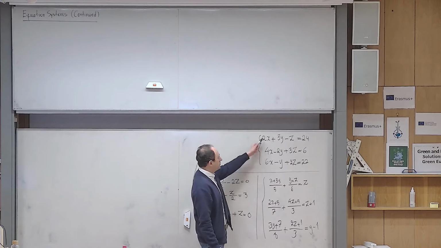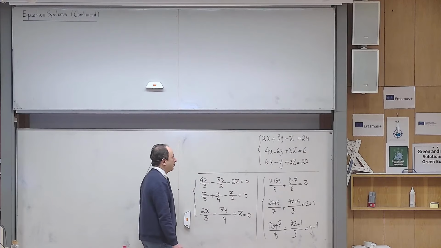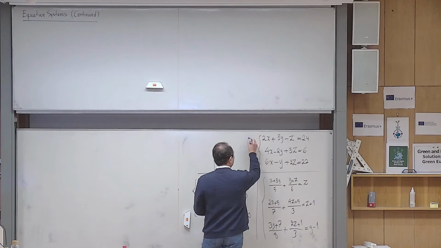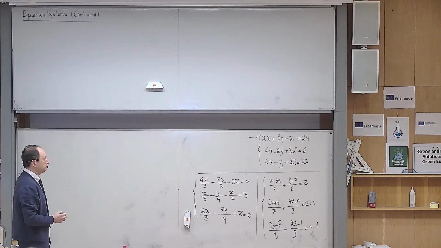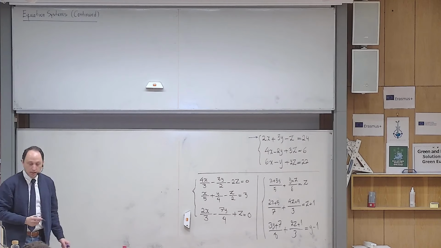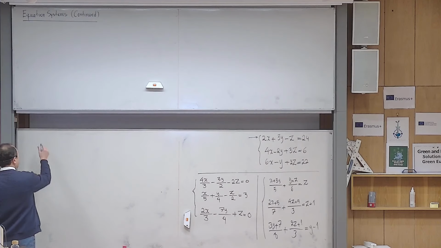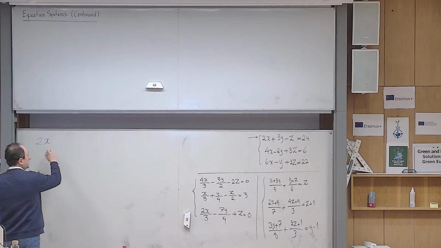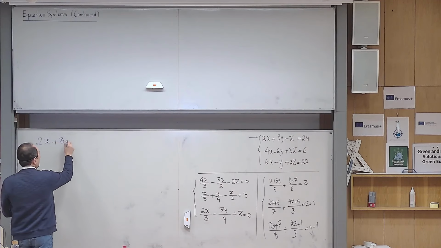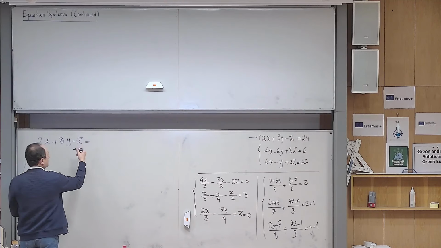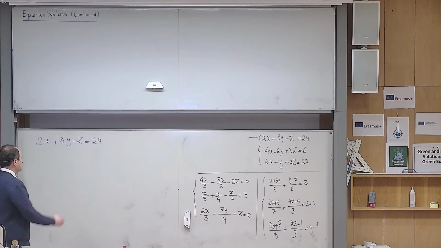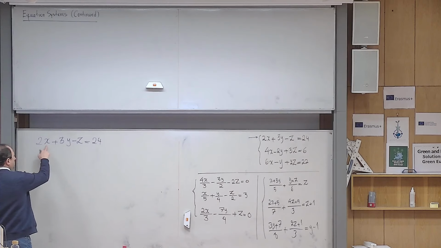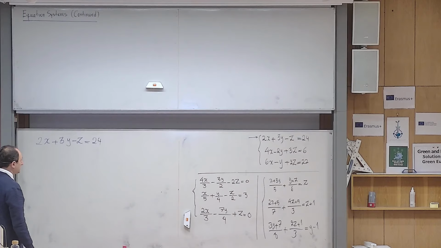Which one of these equations do you prefer to choose? The first one. The first one. Because this one doesn't have any coefficients. So what I will do, I will write the first equation here in front of me. So 2x plus 3y minus z equals 24. I isolate my z. I decide about getting rid of z. If you want to get rid of x, it is possible, but then you have to divide everything by 2. Then you have to work with fractions, which is not a good idea.